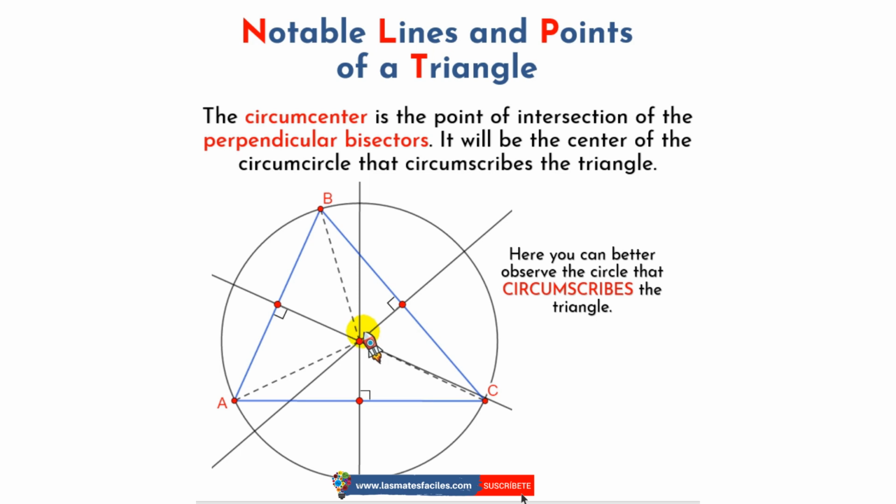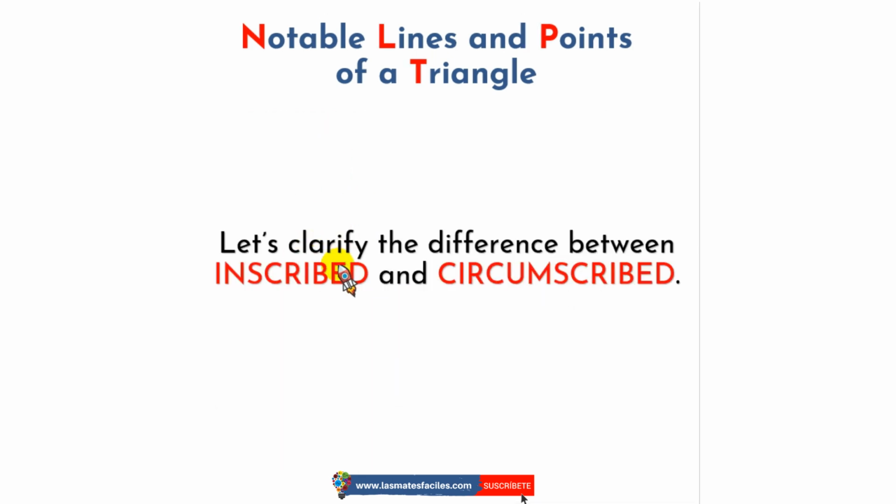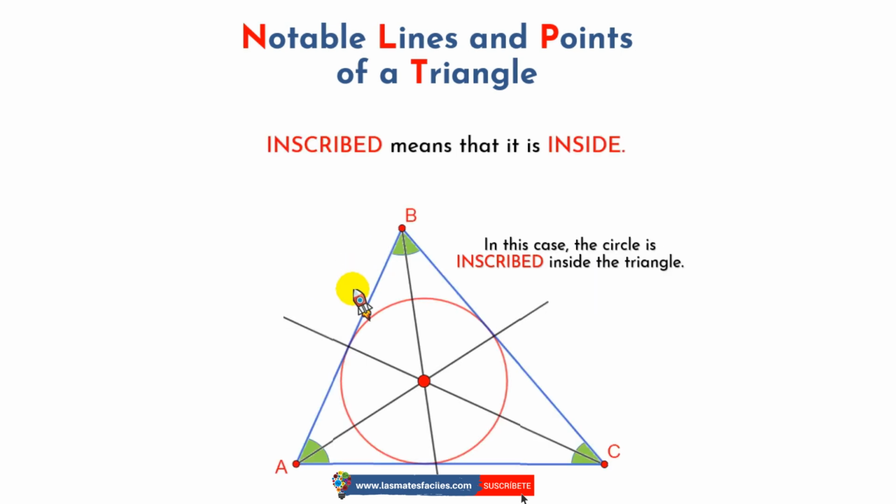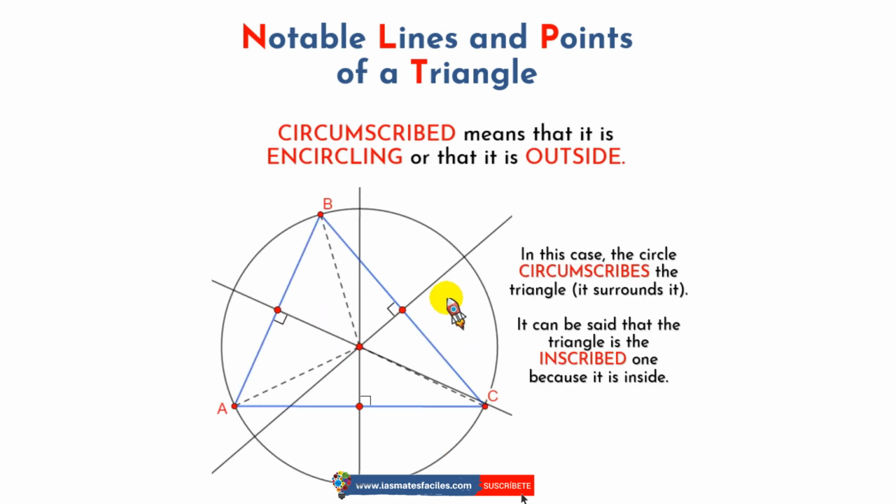But let's clarify the difference between inscribed and circumscribed. Remember that inscribed means that it's inside. So with the incenter I create a circle that is inscribed inside the triangle. Now, circumscribed means that it surrounds. The circle will be outside. In this case, it is said that the circle circumscribes the triangle. And it can be said that the triangle is inscribed in the circle because it is obviously inside.